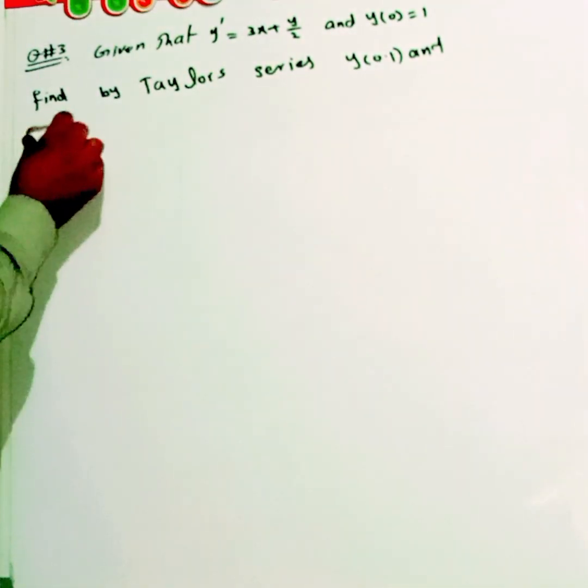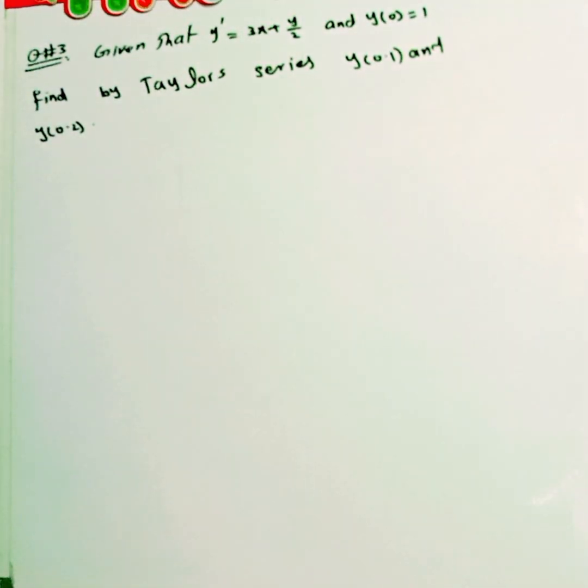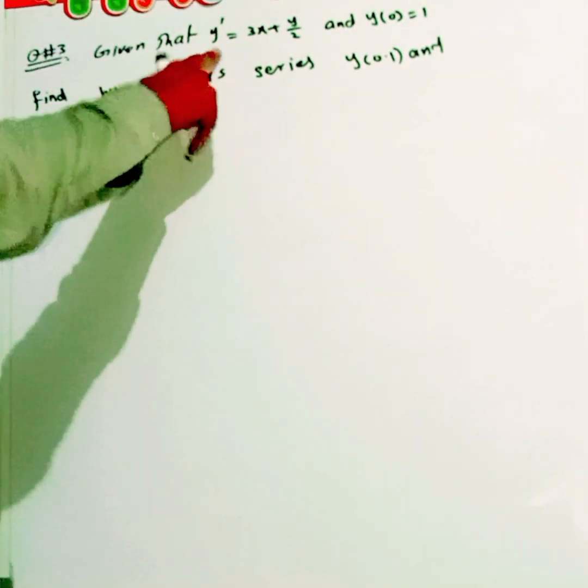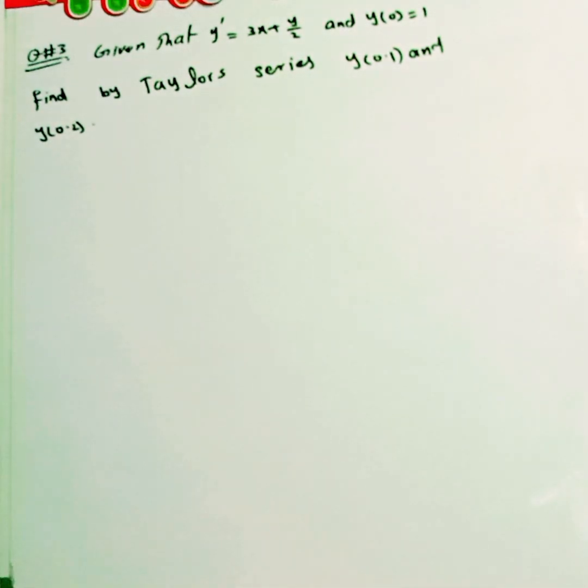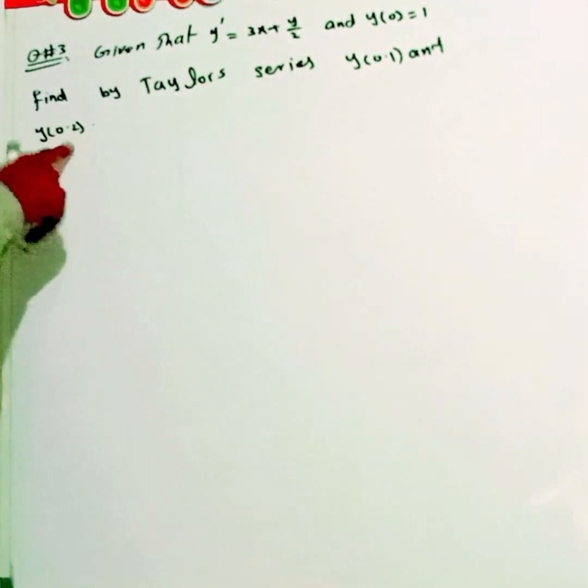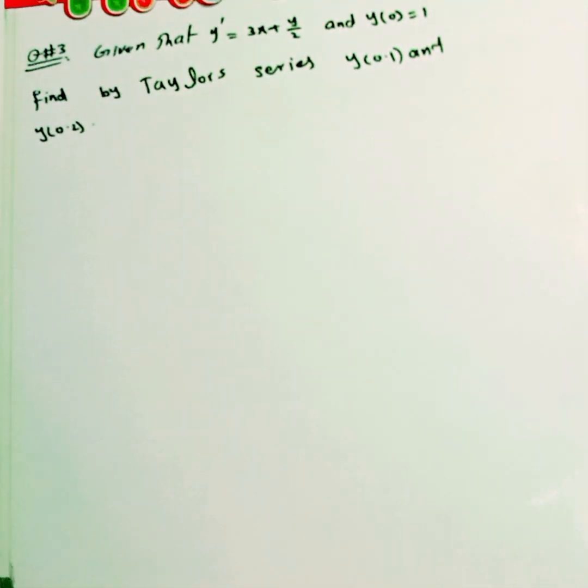y of 0.2. Here we use the Taylor series method to find an approximate solution of the ordinary differential equation y prime is equal to (3x plus y) over 2 at x is equal to 0.1 and at x is equal to 0.2. Now we start the solution.